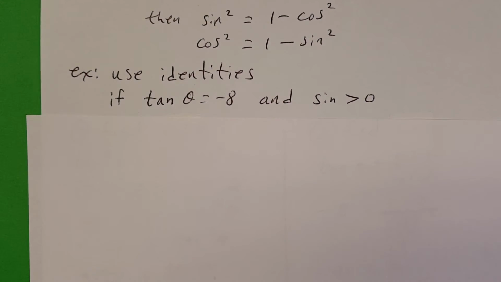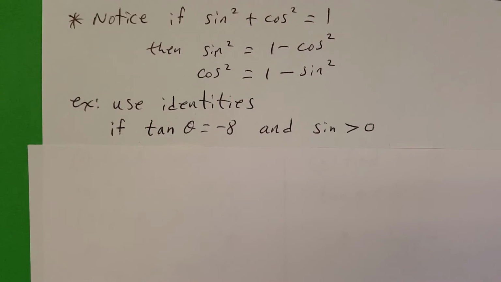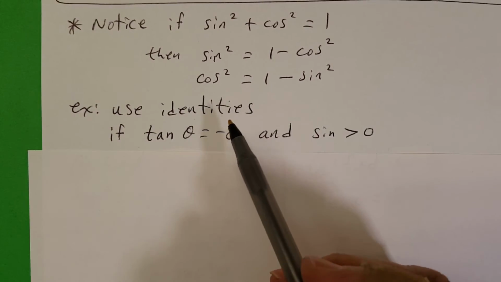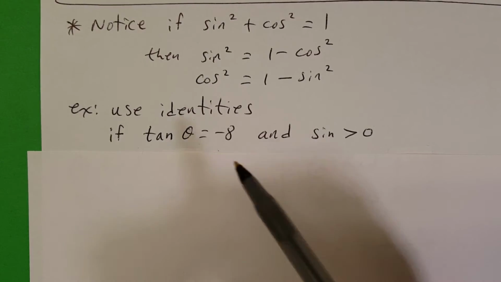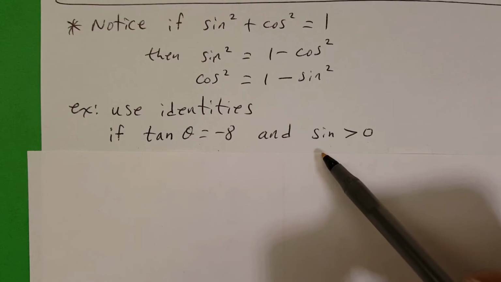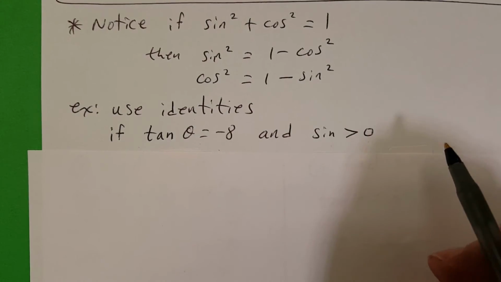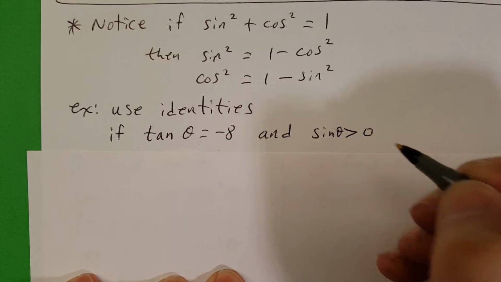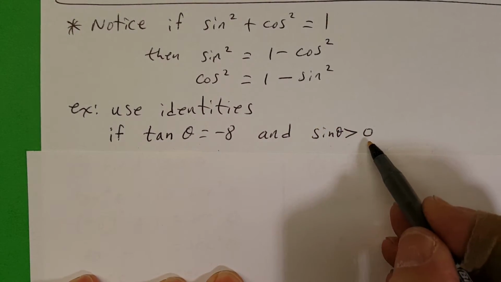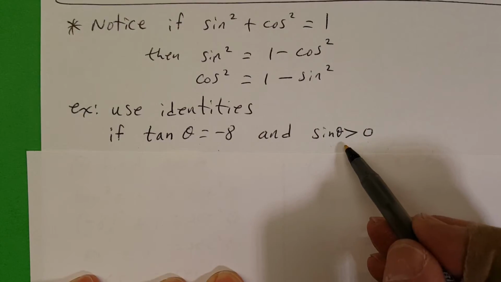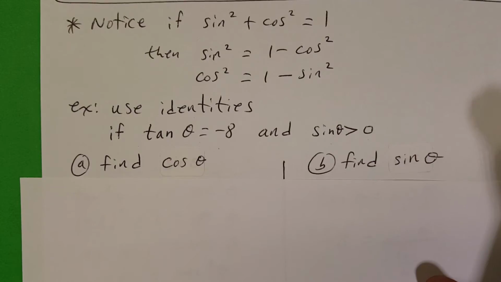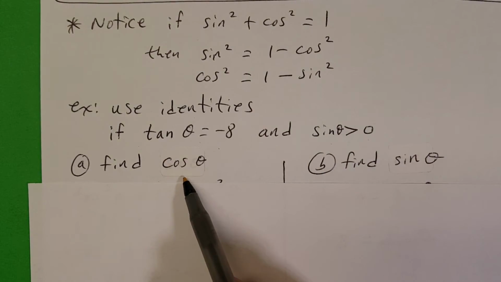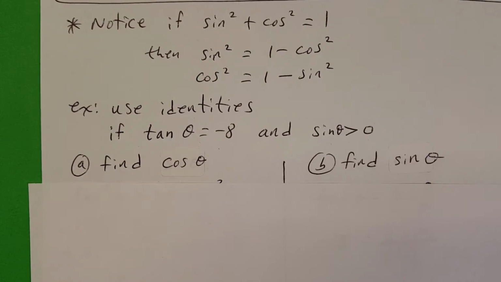All right. Use identities. If I tell you that the tangent of an angle is equal to -8 and the sine is greater than 0, the sine of that angle is positive. Actually, I should put theta here, huh? Sine theta is positive. Greater than 0 just means positive. We don't want to write the word positive, so we just write greater than 0. Okay? Then you should be able to find the cosine of theta and the sine of theta. Let's do A first.